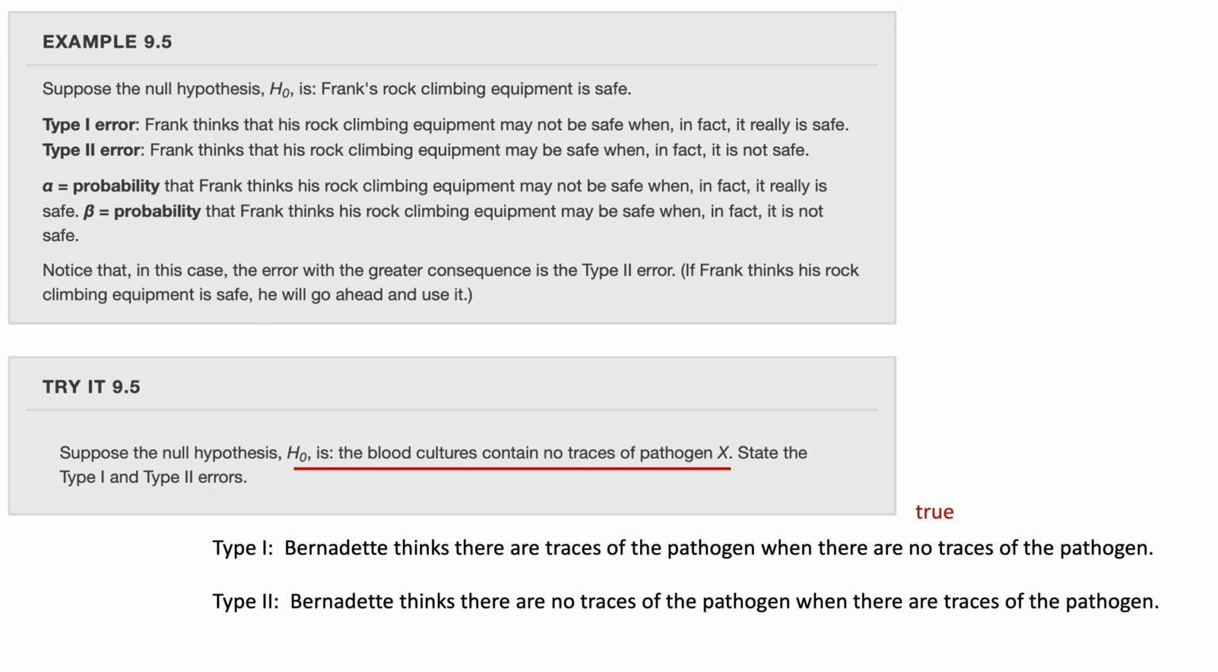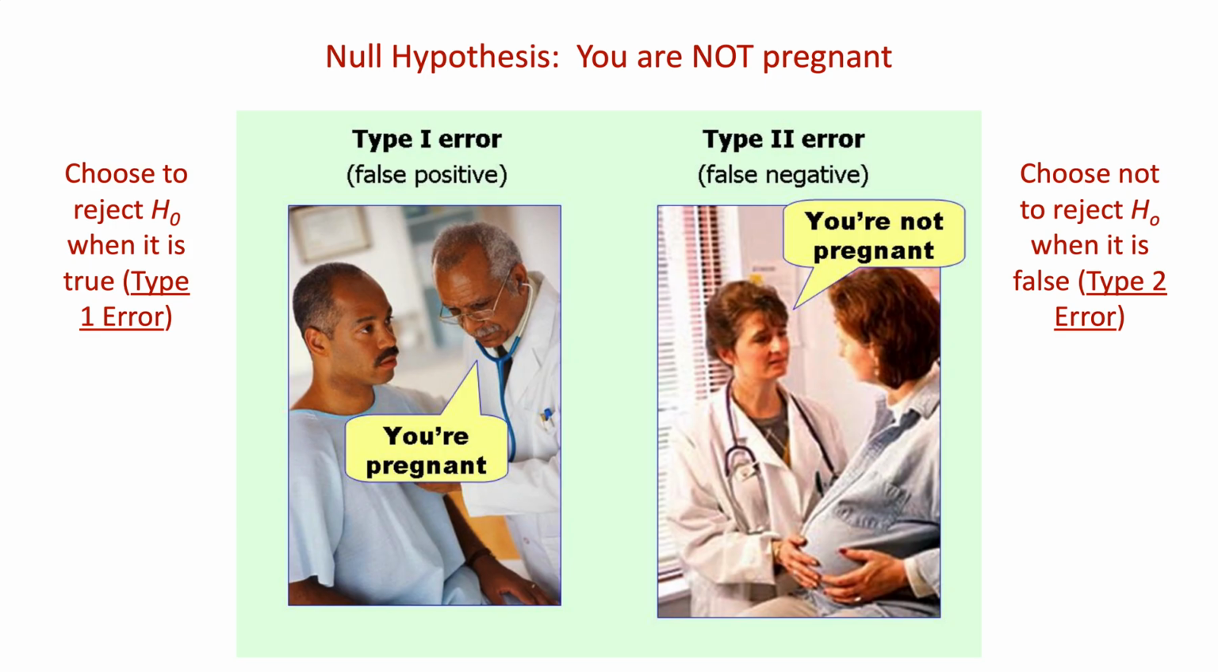So analyzing it again, as soon as I realize that the null statement is true and I reject it, it's a type 1 error. As soon as I realize that the null statement is false and I choose not to reject it, well, that's another kind of mistake, and that's a type 2 error or mistake. This is a pretty funny slide that kind of shows it.